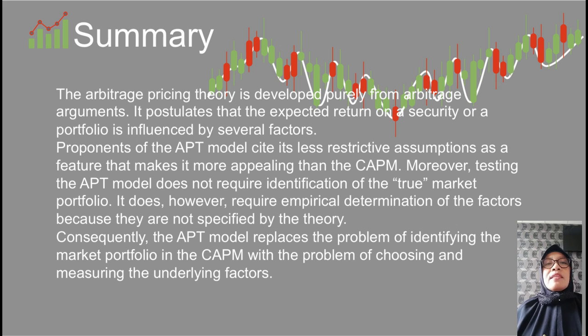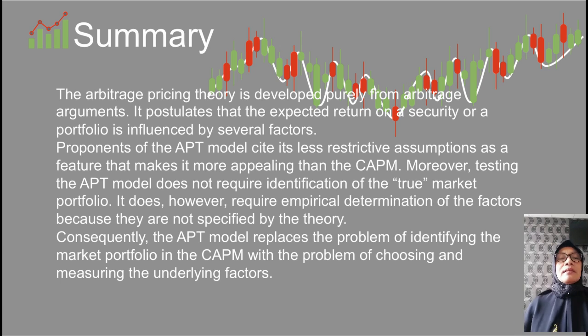Moreover, testing the APT model does not require identification of the true market portfolio. It does, however, require empirical determination of the factor vectors because they are not specified by the theory. Consequently, the APT model replaced the problem of identifying the market portfolio in the CAPM with the problem of choosing and measuring the underlying factor vectors.